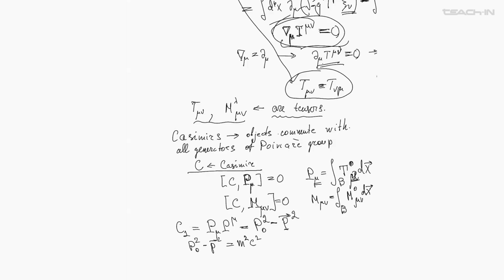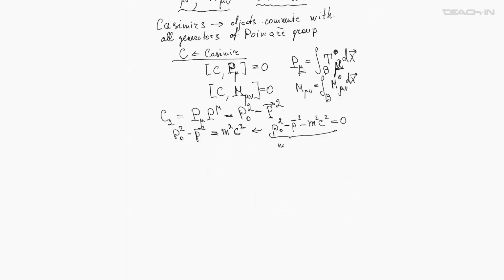And if you put it to one side, then what you get is called the mass shell condition for a relativistic particle, which we will study in detail a little bit later.